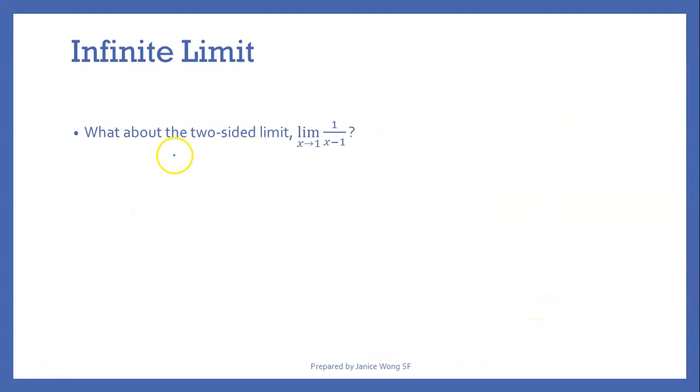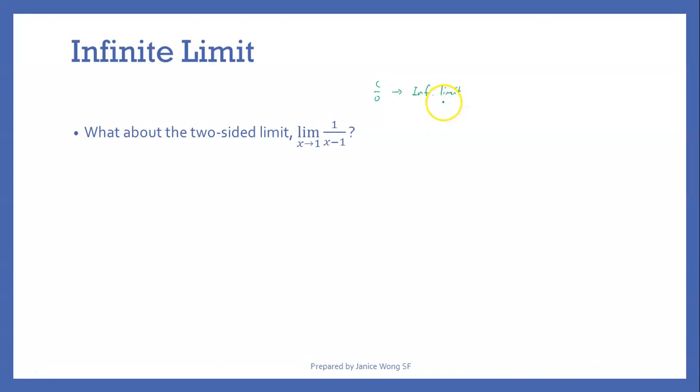Move on. What about the two-sided limit? When x approaching 1, the limit for 1 over x minus 1. So first, let's do the direct substitution. We get a constant over 0 case when we substitute x equals 1. Constant over 0 case is related to infinite limit.